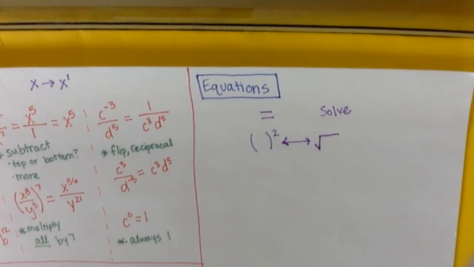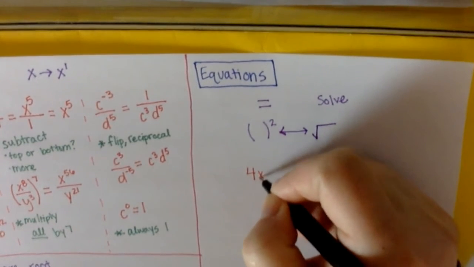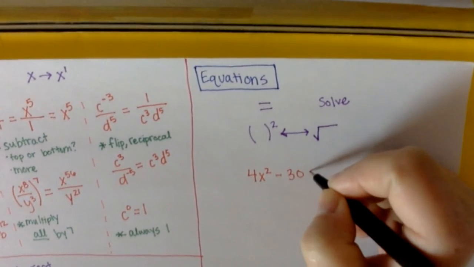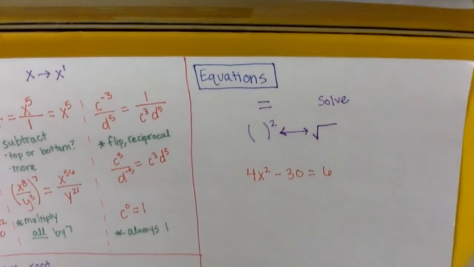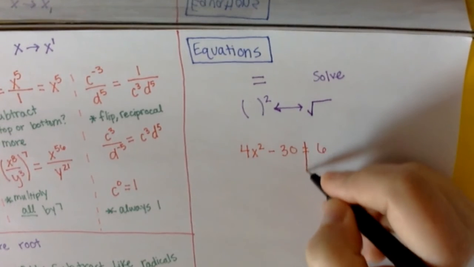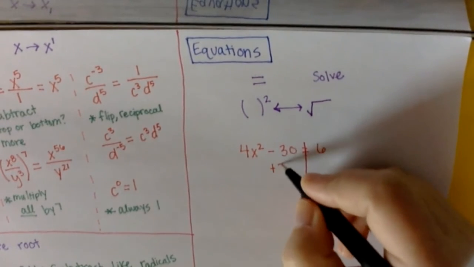All right, so we have just two quick equations here. We have 4x squared minus 30 equals 6. So I'm going to draw my line down that equal sign to help me keep things the same. And what would we undo first? Which number? 30. Good. We see it subtracting, so we would add.